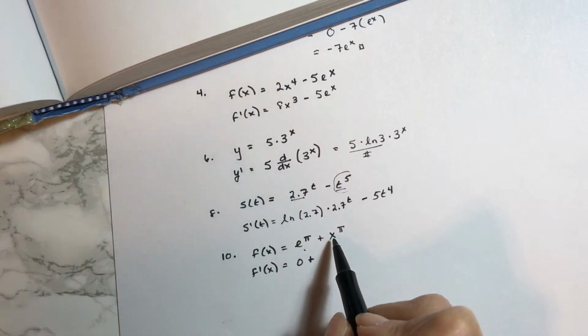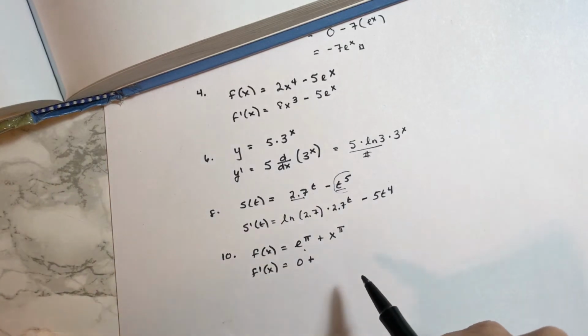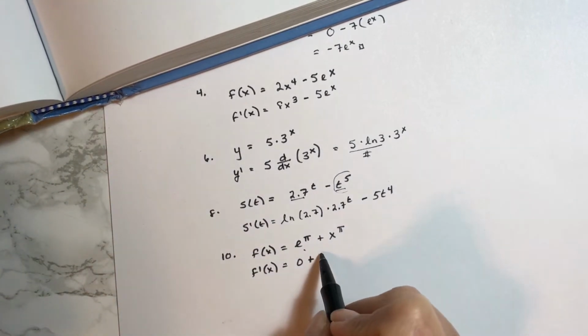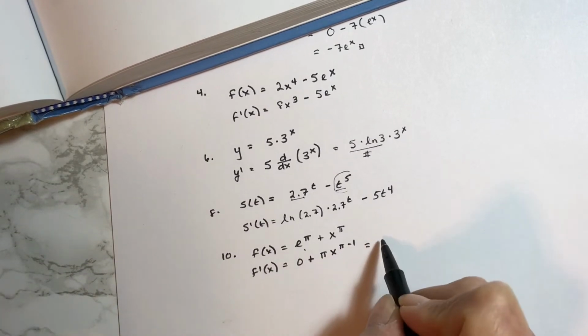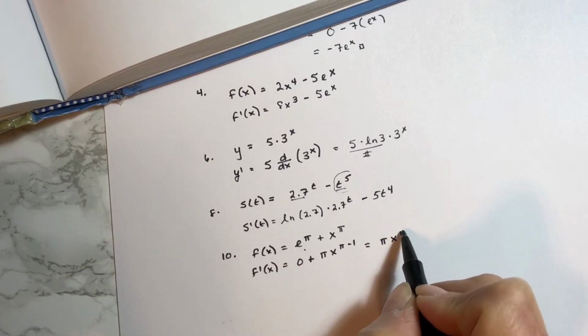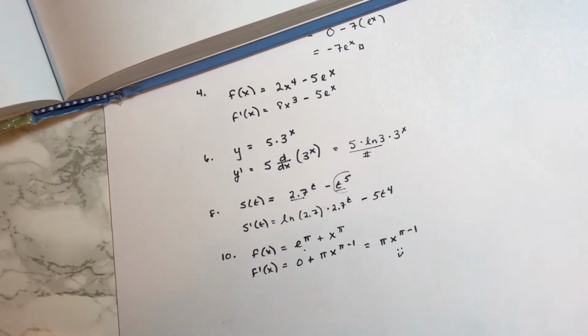This is not a number raised to a variable. This is a variable raised to a number. So guess what? Power rule, right? I bring the exponent down and subtract 1 from it. So the final answer is just pi x to the pi minus 1. Cute.